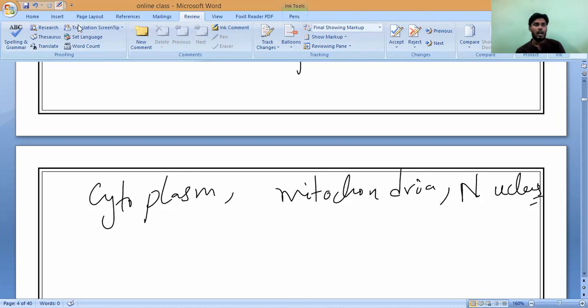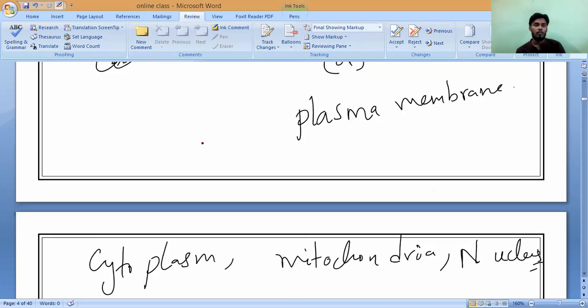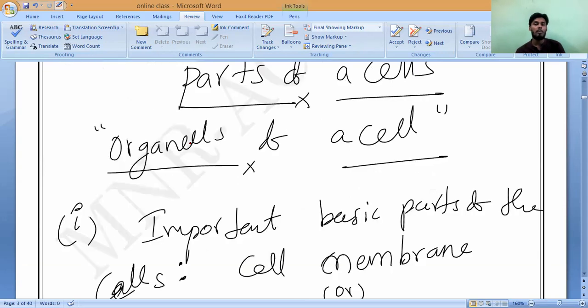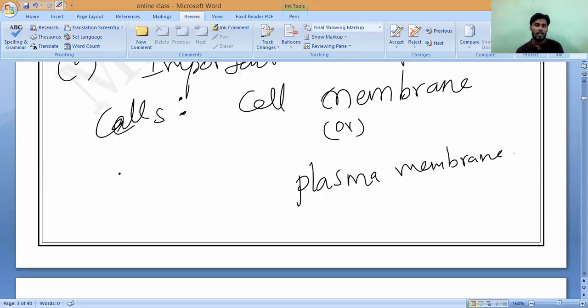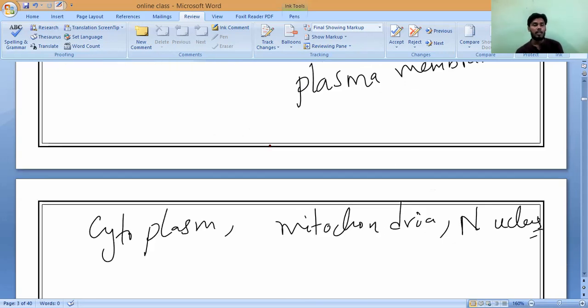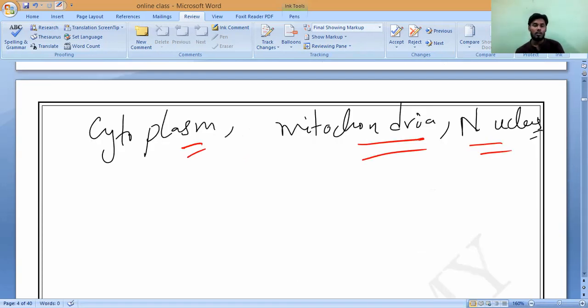So these are the most important common basic parts of the cells, present in both plant cell and animal cell. What are they called? Cell membrane or plasma membrane. Next one is cytoplasm, nucleus, and mitochondria. Do you understand, Johan? Note it down.